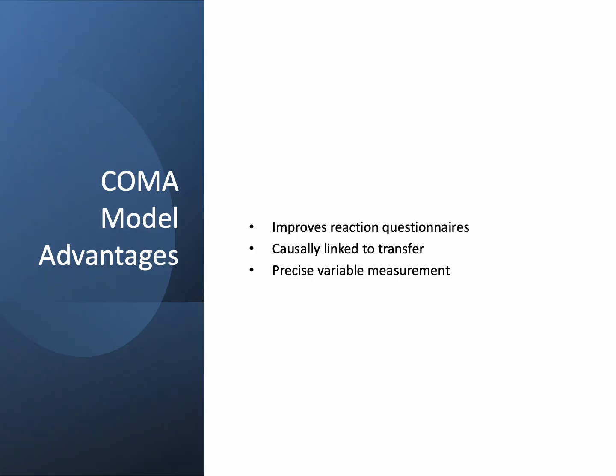The COMA model improves reaction questionnaires, links variables to transfer, and measures variables precisely. For example, it can identify why a technical training fails to transfer. As we discuss this, consider how COMA could enhance evaluations in your industry. In fields like education or healthcare, its focus on transfer ensures training improvements align with performance goals, enhancing effectiveness.